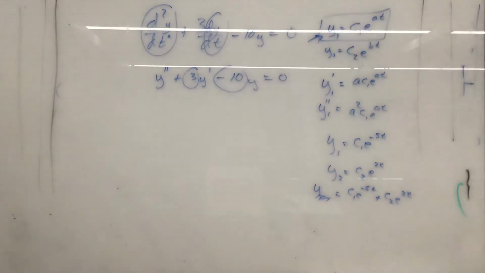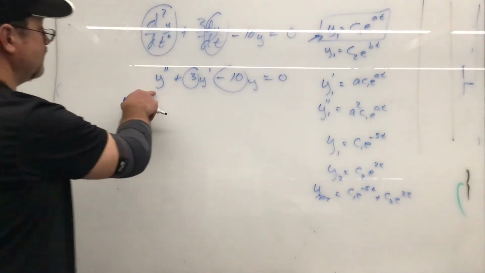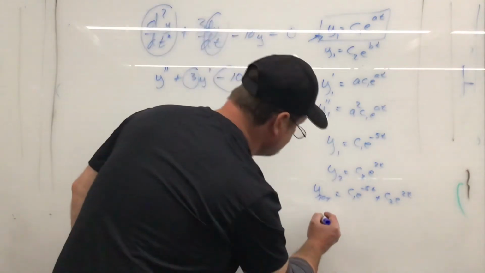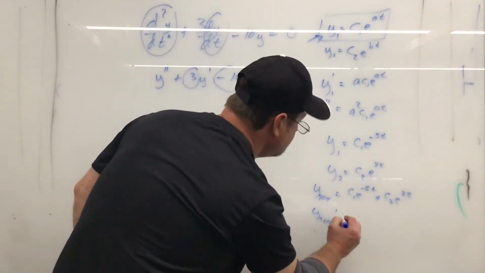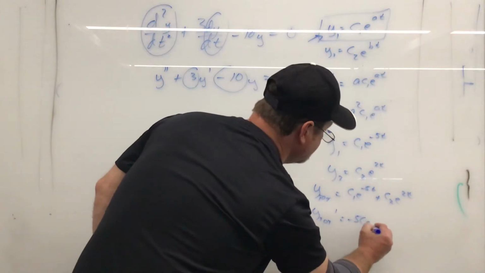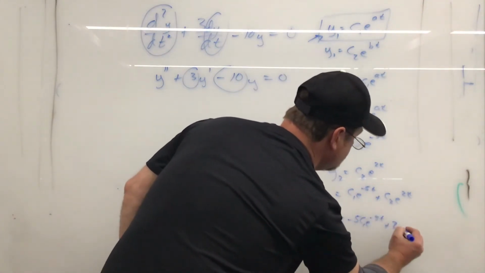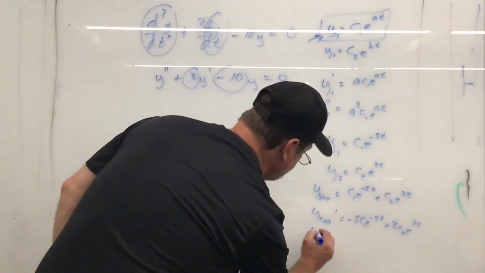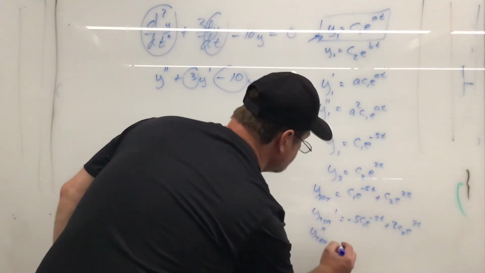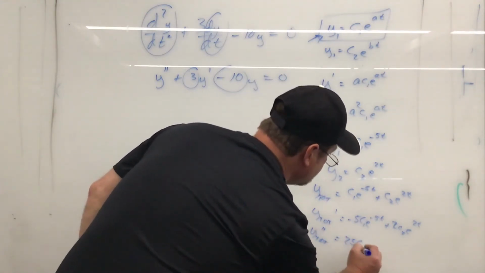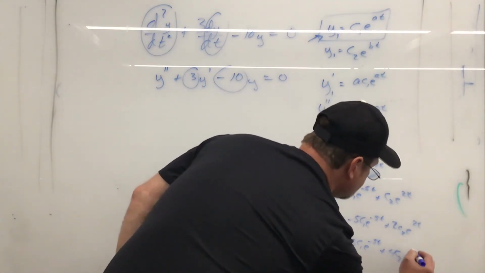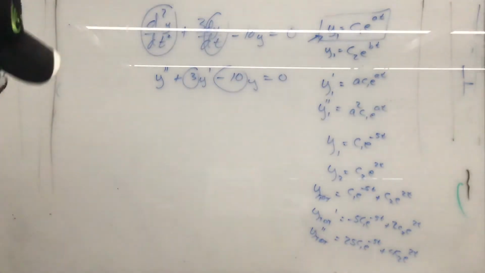Well, then that should work in this differential equation. Not just each one independently, but the two of them together should work. So if I take y double prime of this and y prime of this and plug them in here, I should get the solution, which is 0. So y total prime would be minus 5 c1 e to the minus 5t plus 2 c2 e to the 2t. Y double prime of the total solution will be 25 c1 e to the minus 5t plus 4 c2 e to the 2t. And I'm going to plug those things in here.